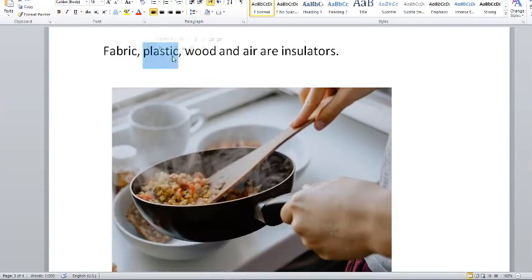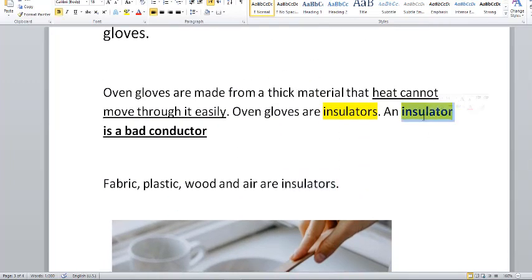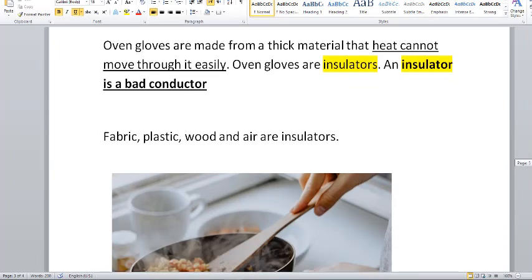Fabric, plastic, wood, and air are insulators. They are all insulators. And what is an insulator? An insulator, as we said, is a bad conductor. That means heat cannot move through insulators quickly and easily. They cannot. But through conductors, yes.